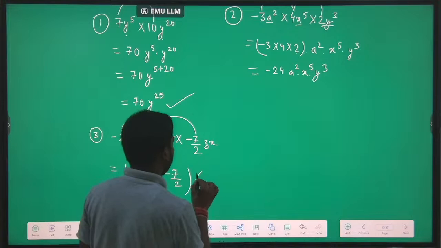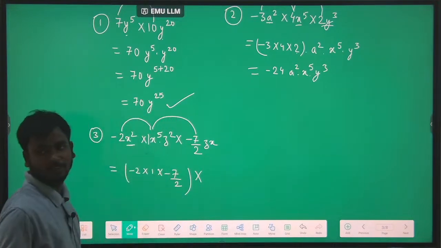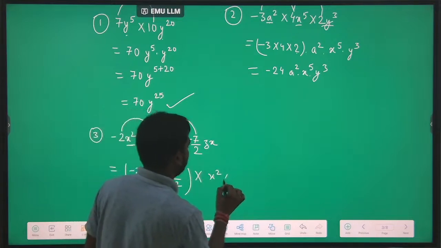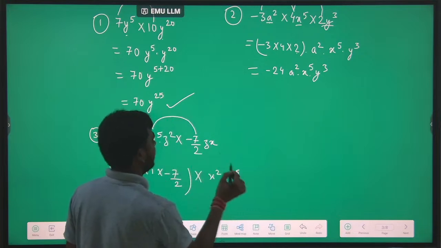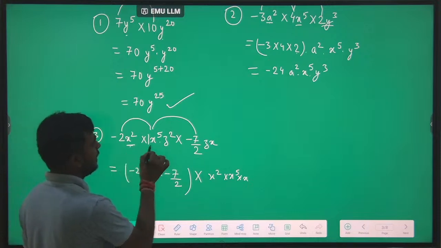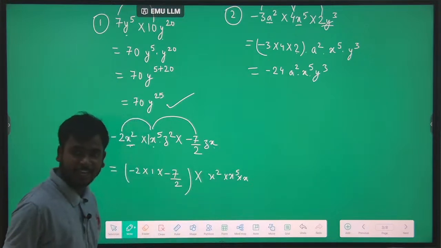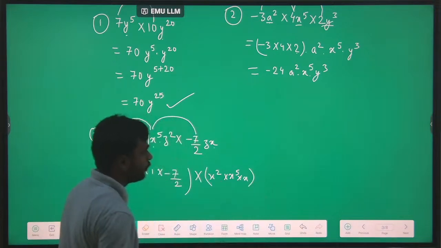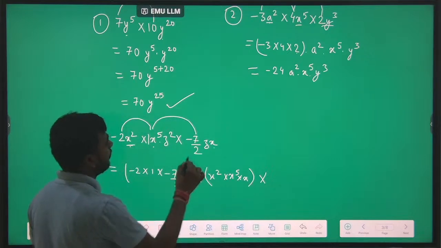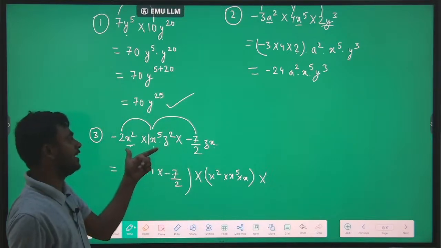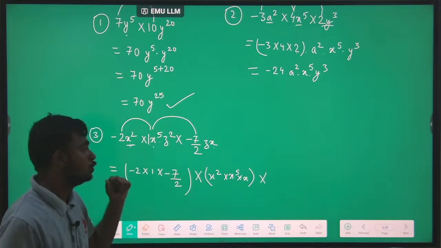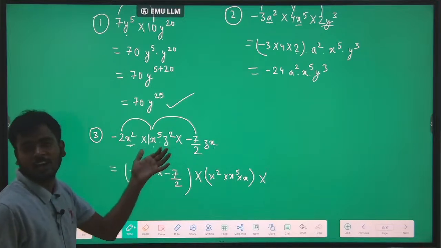Now what we will do? We will try to multiply the x variables. Okay. So it will be x square multiplied with x to the power 5 multiplied with x, because in the three terms, here it is x square, here it is x to the power 5, here it is x. So we will multiply these powers of x. After that we will try to find out is there any y variable here. We get that there is no y variable here. So we will go towards our next variable.